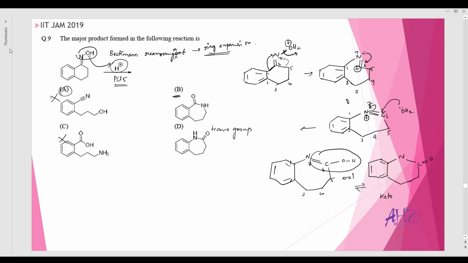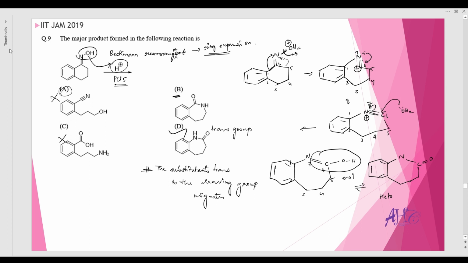That is, the substituent trans to the leaving group always migrates. Okay, this is really important. Always your trans group will migrate. So option D is the correct answer.